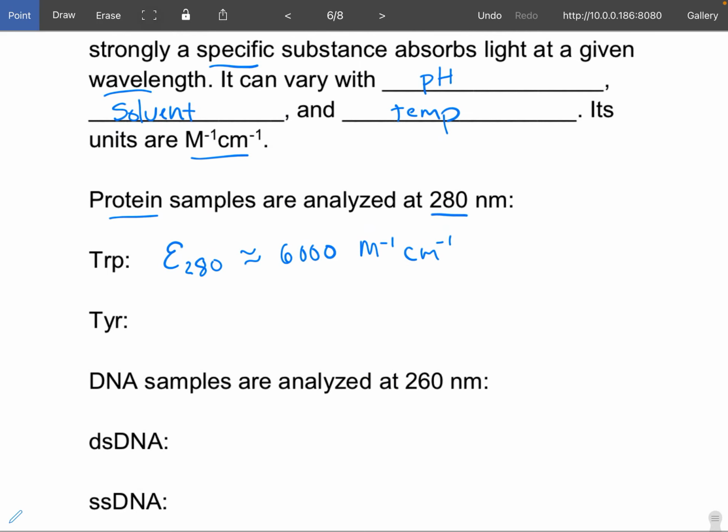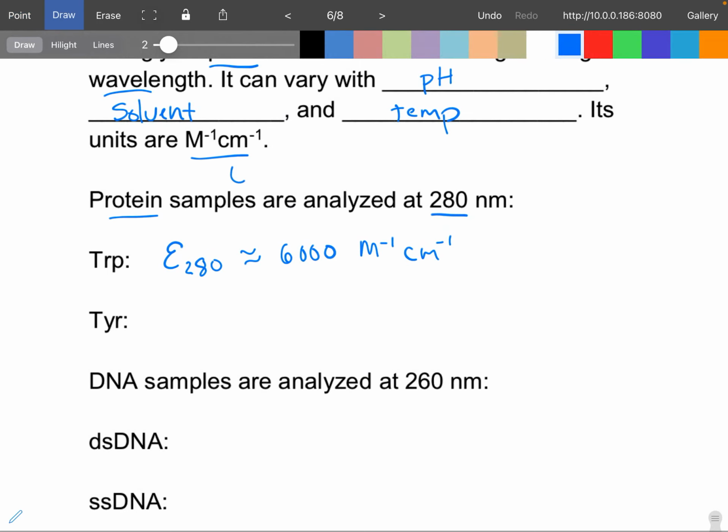The good news is that the path length is almost always 1 centimeter. And I don't want to say always, but almost always, and always in our class, the path length will be 1 centimeter. And so the centimeters kind of disappear, and we don't have to worry about measuring that path length ever.